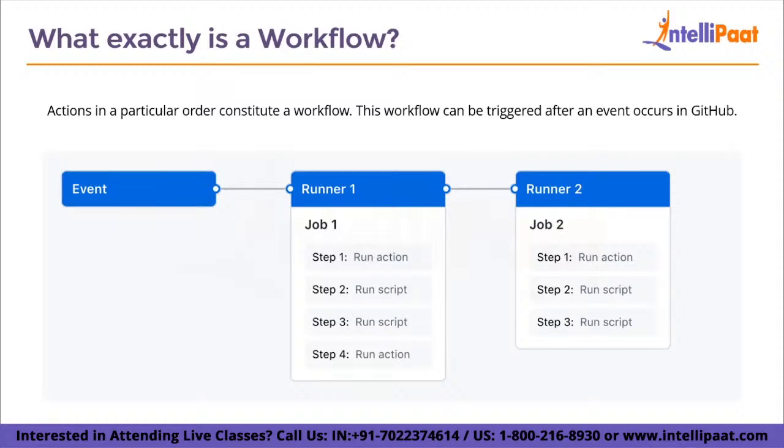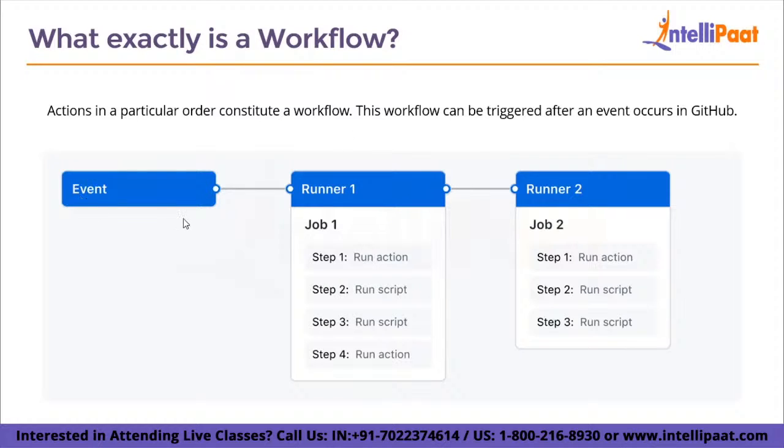A workflow consists of a number of actions that take place in a particular order. As you can see here, step 1, step 2, step 3. In a particular order means that only after step 1 can step 2 occur, and only after step 2 can step 3 occur, and so on. These are called actions, and a bunch of actions together is called a job, and a bunch of jobs is called a workflow.